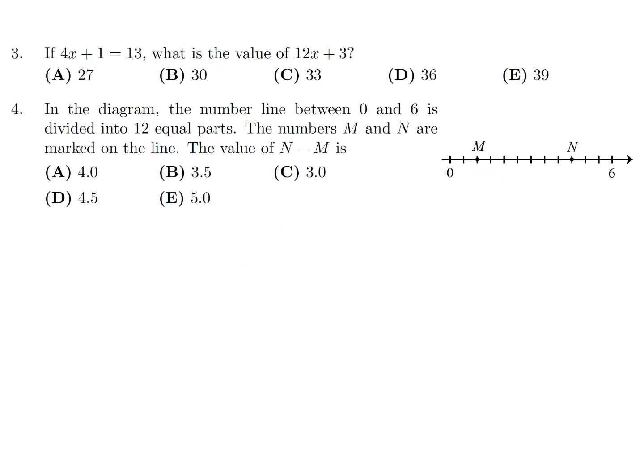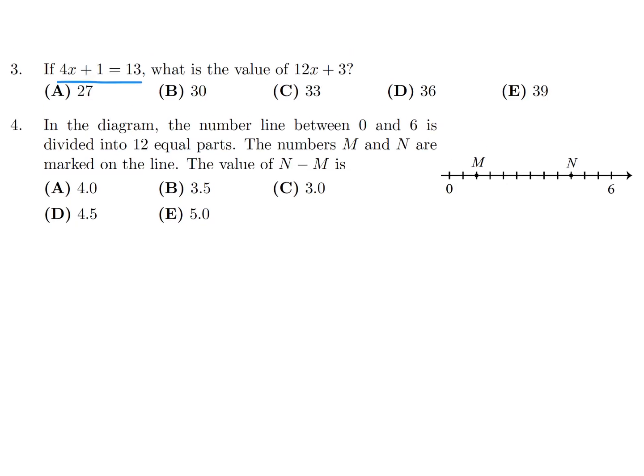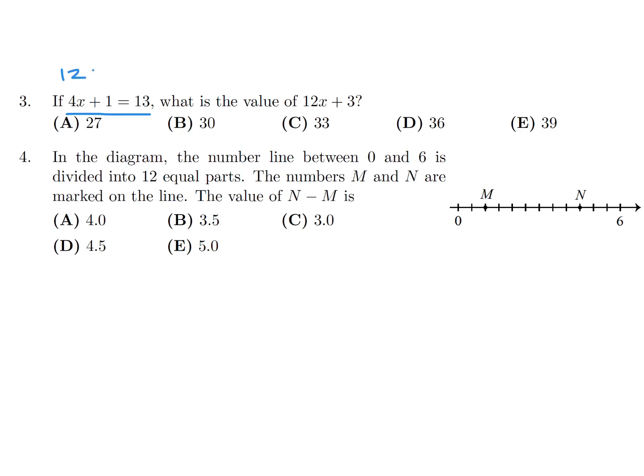4x plus 1 is 13. What is the value of 12x plus 3? Well, if we took that and multiplied both sides by 3, I'd get 12x plus 3 on that side, and then on the other side, I'd get 39, and therefore number 3 is E.